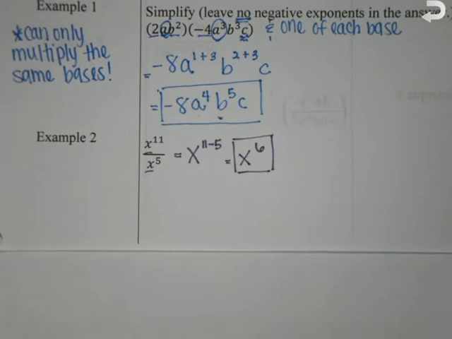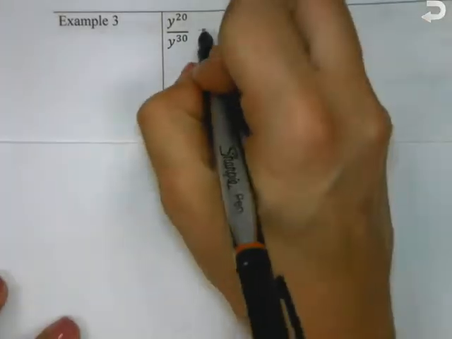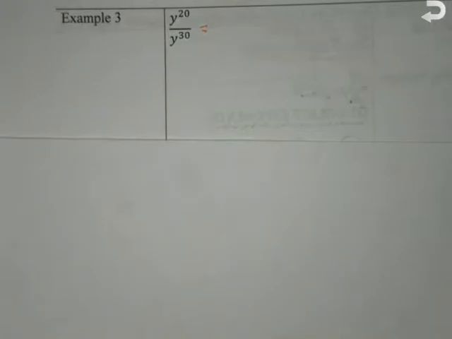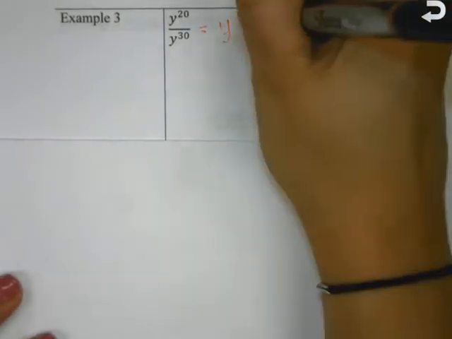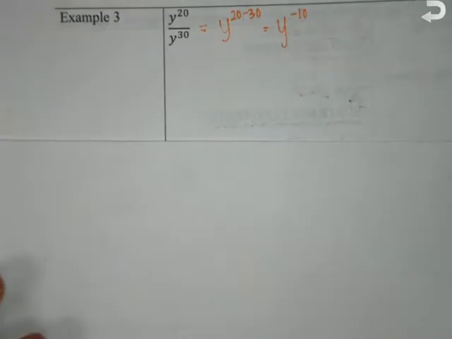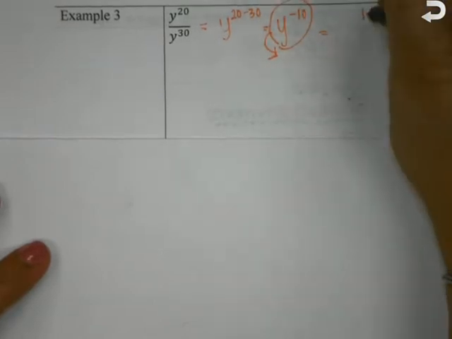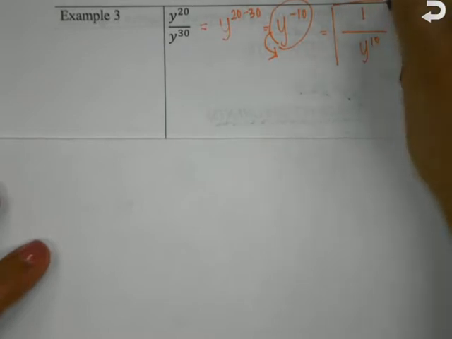So for example 3, we have y to the 20th over y to the 30th. This is similar to the previous example, so what am I going to do with the exponents? Subtract them. So this is the same as y to the 20 minus 30, which is y to the negative 10. Am I simplified all the way? No, there's a negative exponent in there. What happens when I have a negative exponent? I have to take the reciprocal, so that's going to become a fraction. So this is going to be 1 on top over y to the 10th, and that's your answer. After we move the y down below the fraction, that 10 becomes positive.